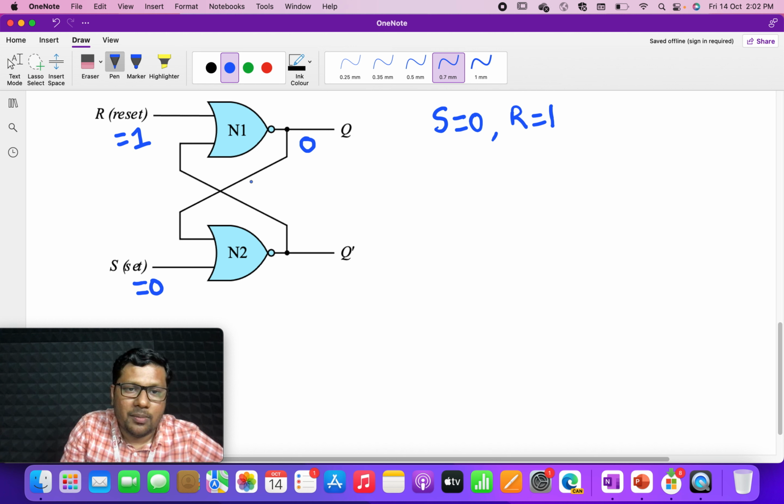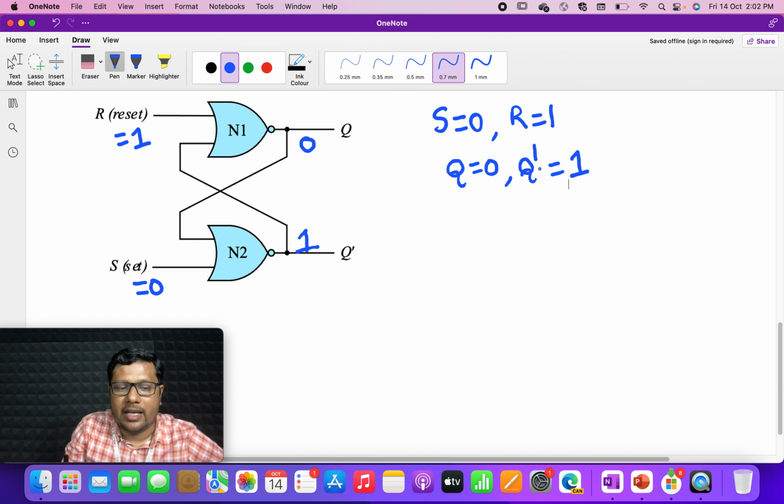Now let us come to the NOR gate N2. This 0 now appears at one of the inputs of N2, and S is already 0, and 0 NOR 0 is 1, which we have already seen. So if S is equal to 0 and R is equal to 1, the outputs we got are Q as 0 and the other output Q bar as 1. This is what we already expected.